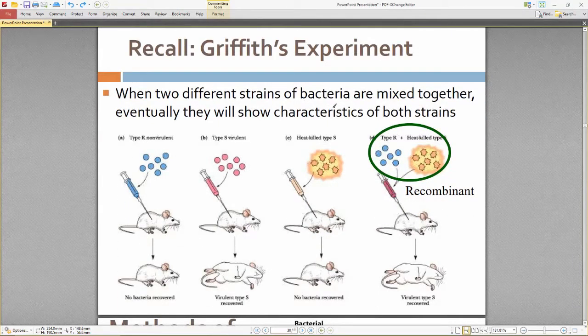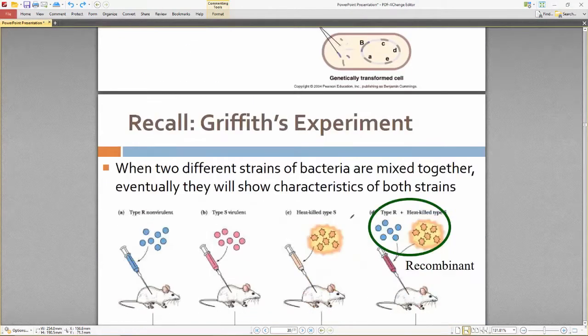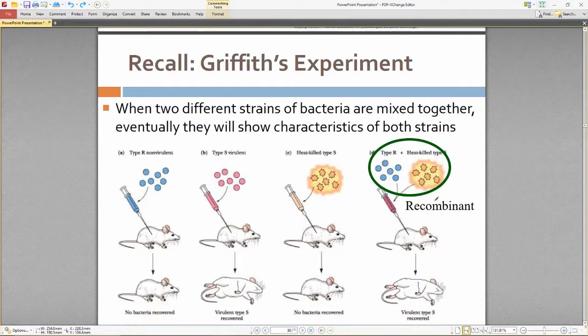When two different strains of bacteria are mixed together, eventually they will show characteristics of both strains. So, Griffith's experiment. He mixed heat-killed S with a live type R. What happened was type R went through a transformation with the naked DNA of the heat-killed S.